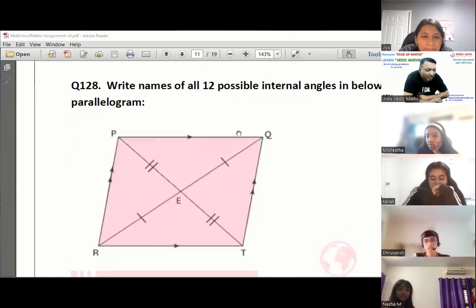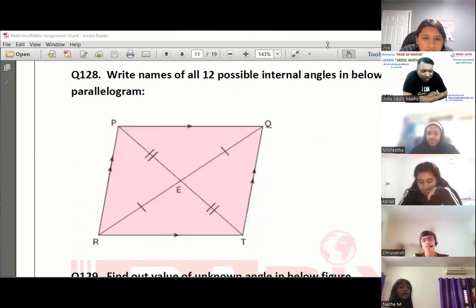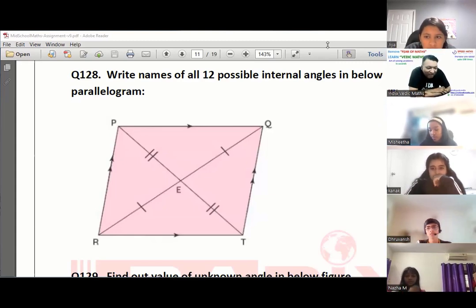Question number 128. Write names of all 12 possible internal angles. How many of you could write 12 angles? Dhruvash, Naja, Kanak, Mayank, Jia, Mishita. One angle can be angle RPQ or angle EPQ or angle PEQ or angle ETQ. There are so many angles. So how many total angles will there be, Mayank? Total there will be 12 angles, right?